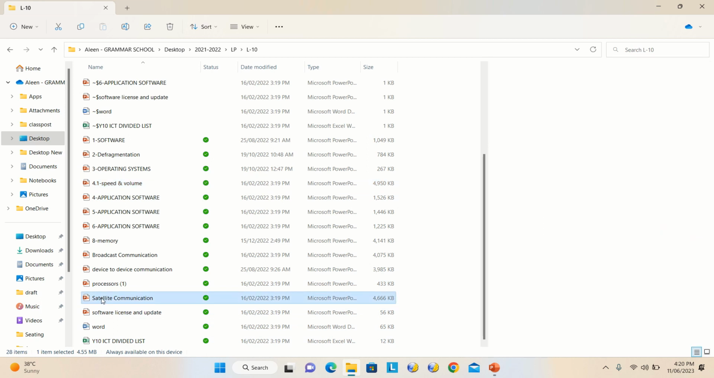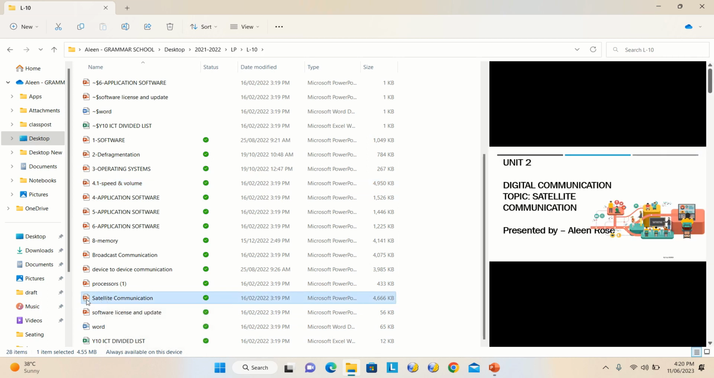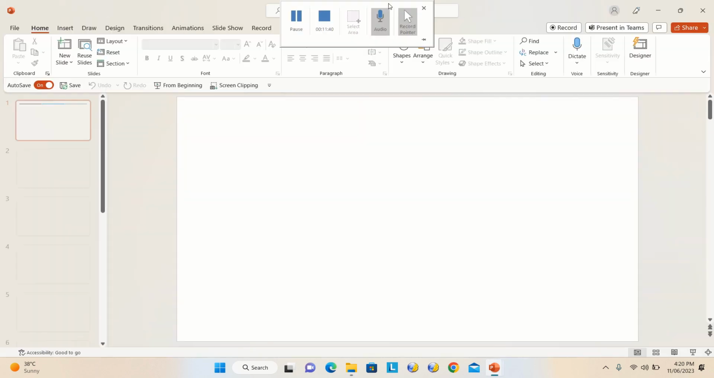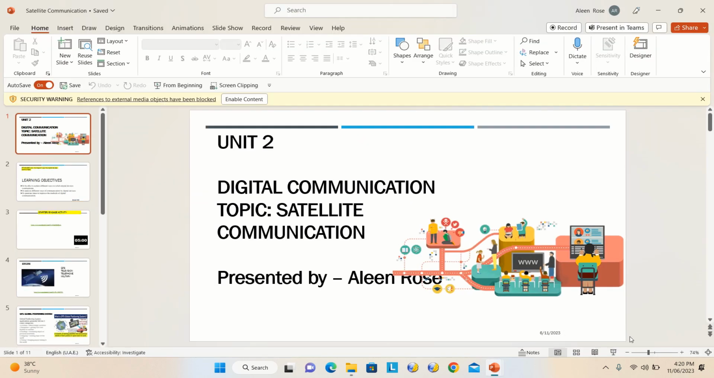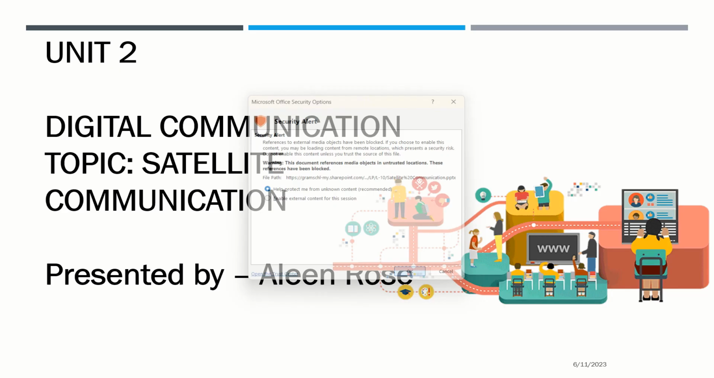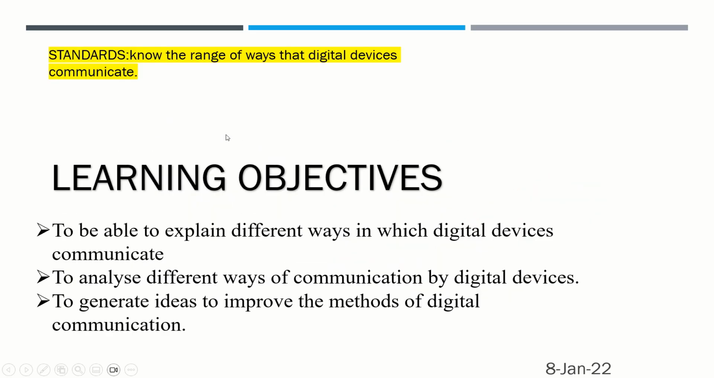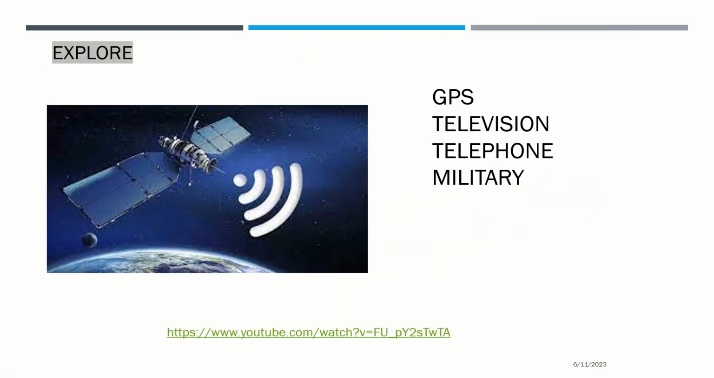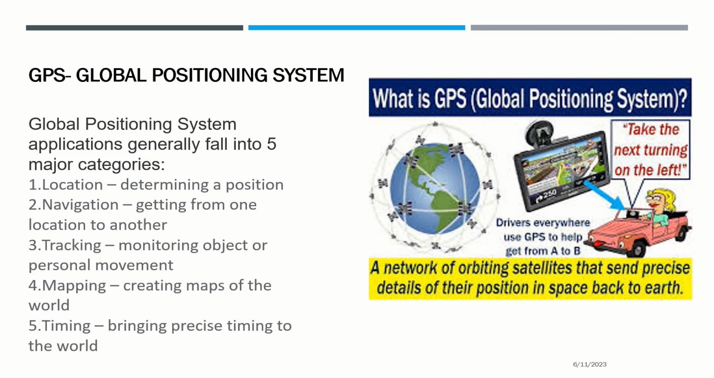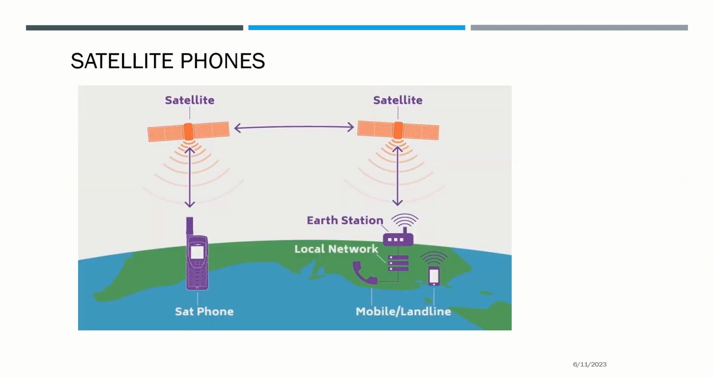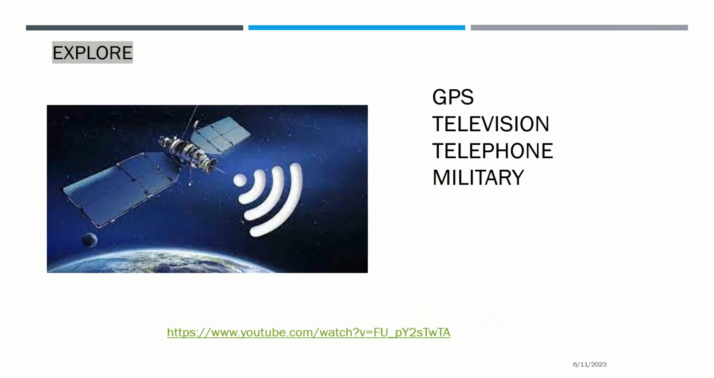Then the next topic is satellite communication. Satellite communication. The first ones are GPS, television, telephone, and the military services. That is used for the military.